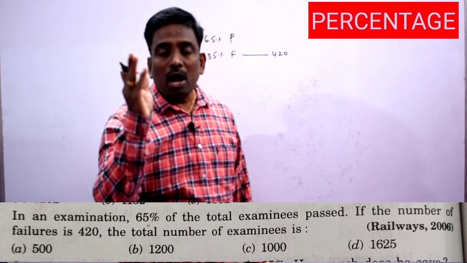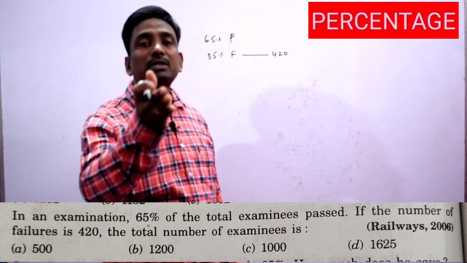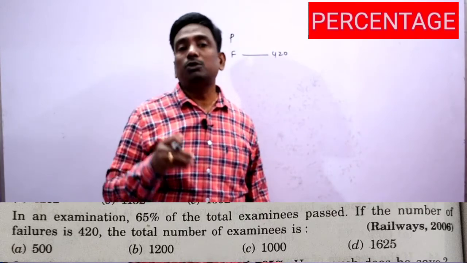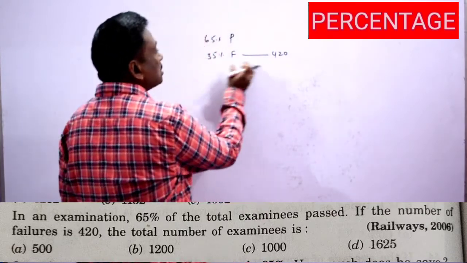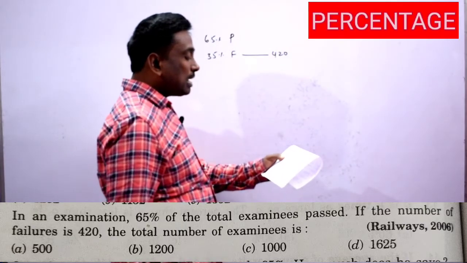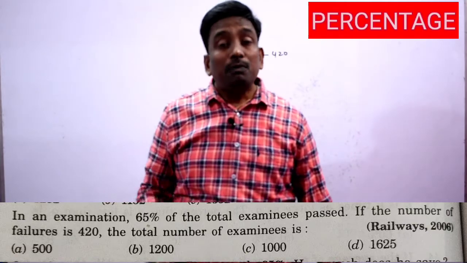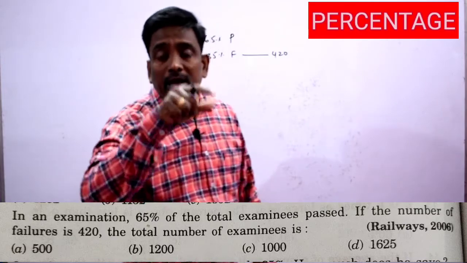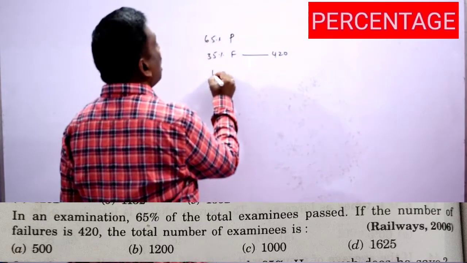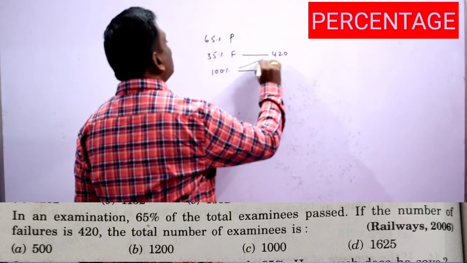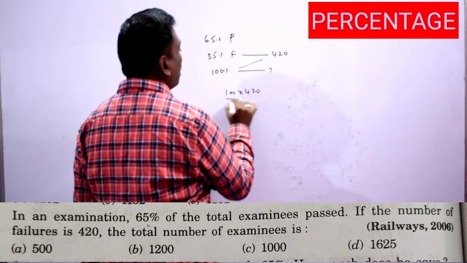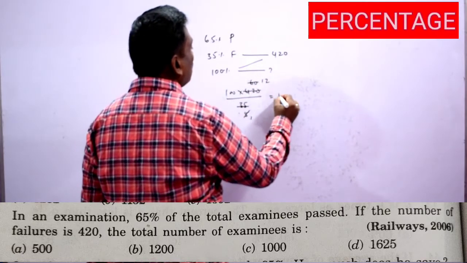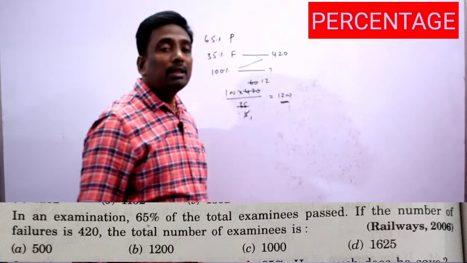While reading the question, we have to understand which information is given. Based on that, we can solve any aptitude question within a fraction of seconds. The 35% value is given as 420, and he is asking for the total number of examinees. Whenever he asks for passed examinees, we take 65%, but here total examinees means the 100% value. This is 100 into 420 by 35, which gives 12 into 100, so 1200 examinees wrote that examination.